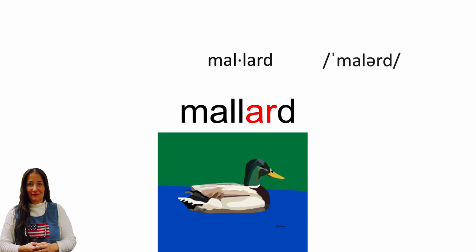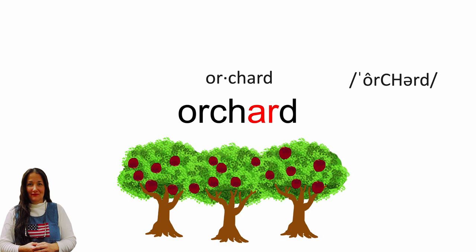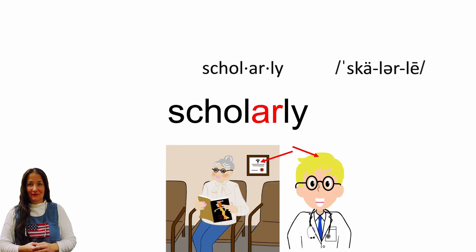Mallard. It's a type of duck. Orchard. Here we have an apple orchard. Scholarly. The doctor went to med school. He's very scholarly.